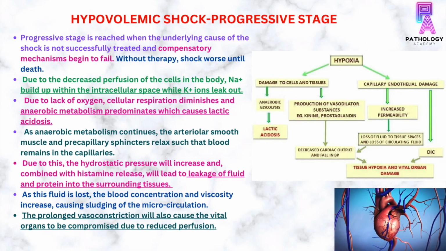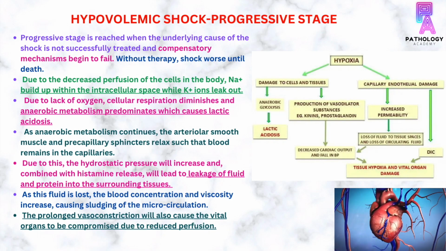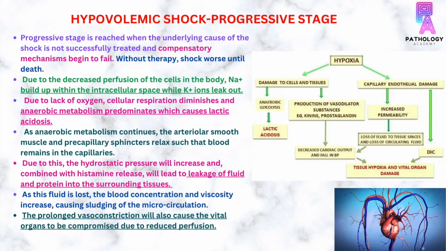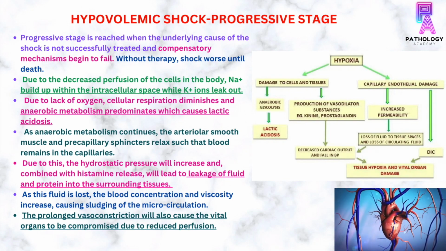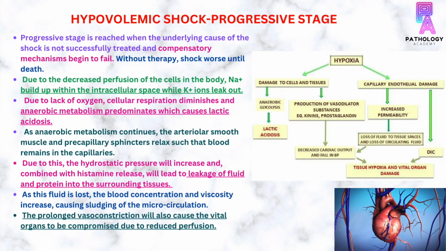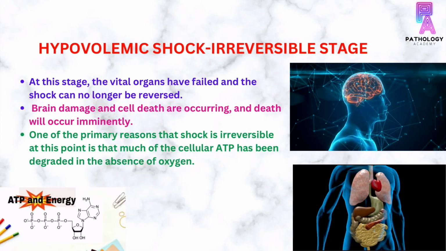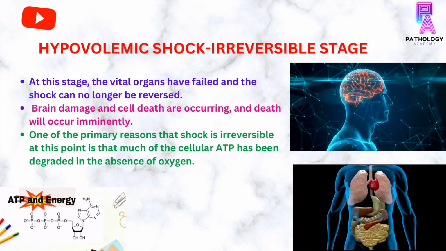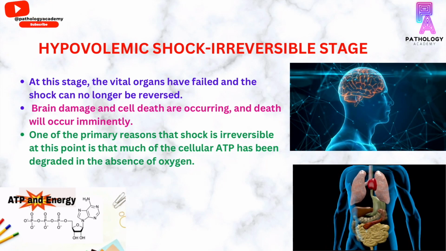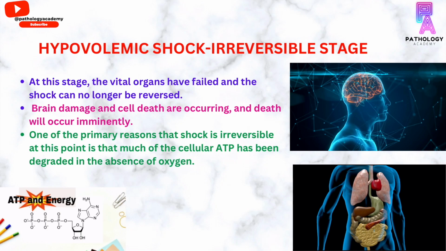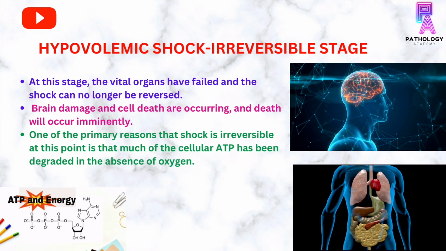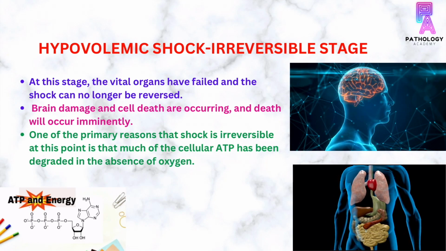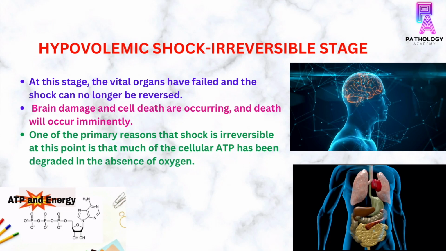Because of this leakage of fluid, the blood concentration and the viscosity increase, causing sludging in the microcirculation. The prolonged vasoconstriction will also cause the vital organs to be compromised due to reduced perfusion. In the irreversible stage, the vital organs have failed and the shock can no longer be reversed. In this, brain damage and cell death are occurring, and death will occur imminently. One of the primary reasons that shock is irreversible at this point is that much of the cellular ATP has been degraded in the absence of oxygen.